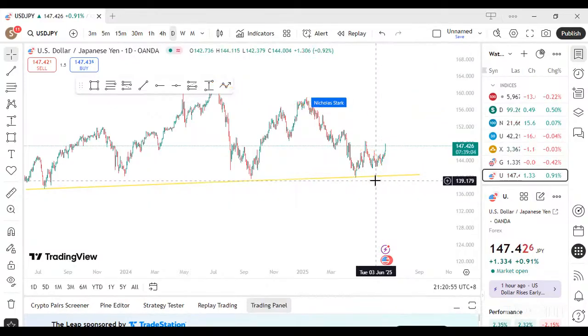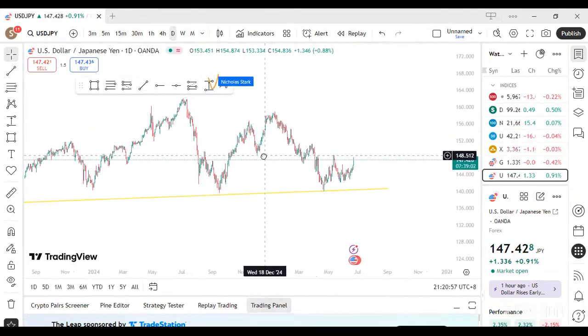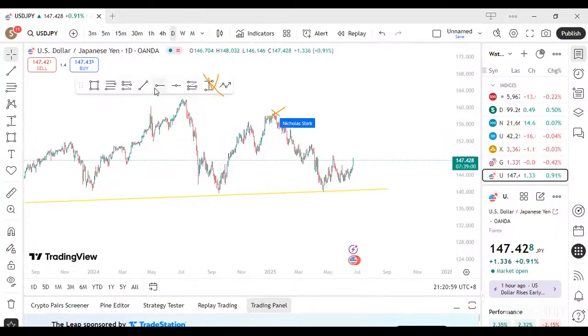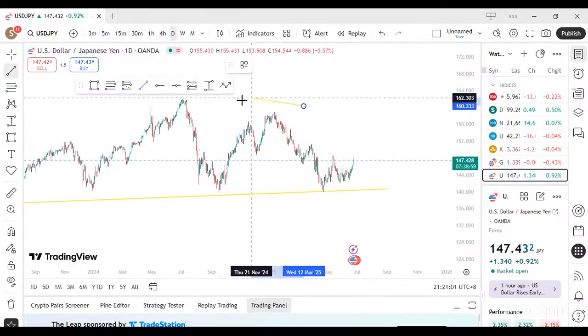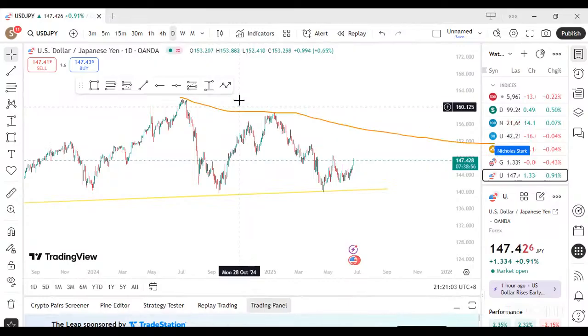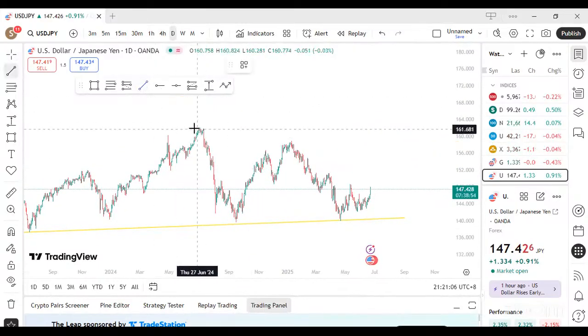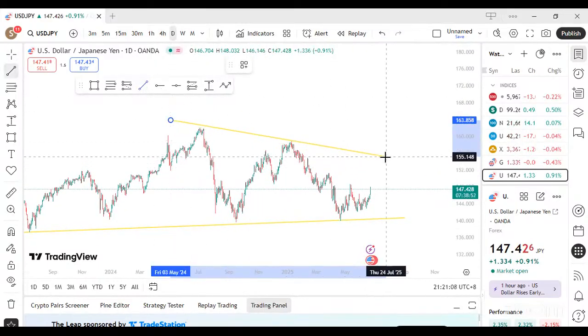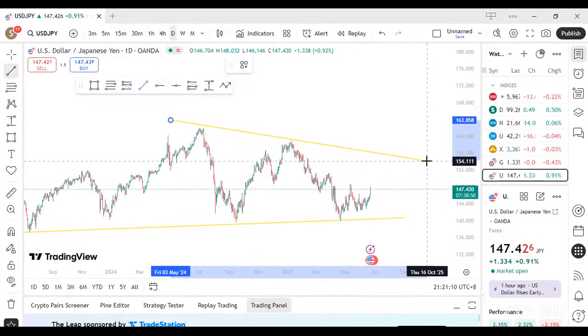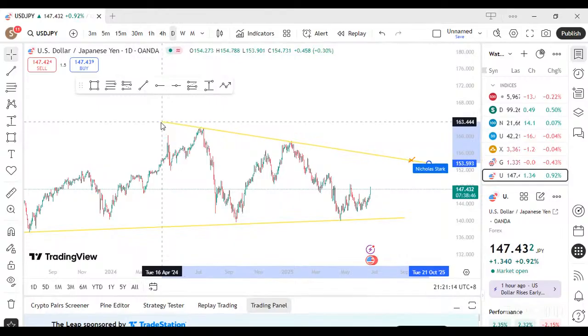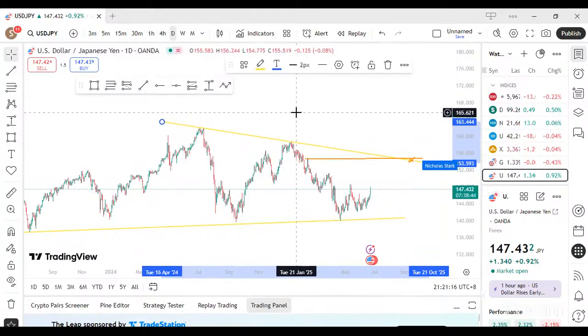Can you draw your resistance, Sumita? From this high towards this high? Right. So now we understand that this somewhere around here will be your take profit.